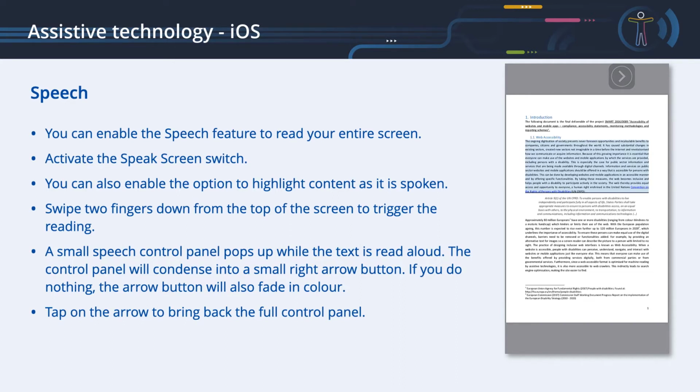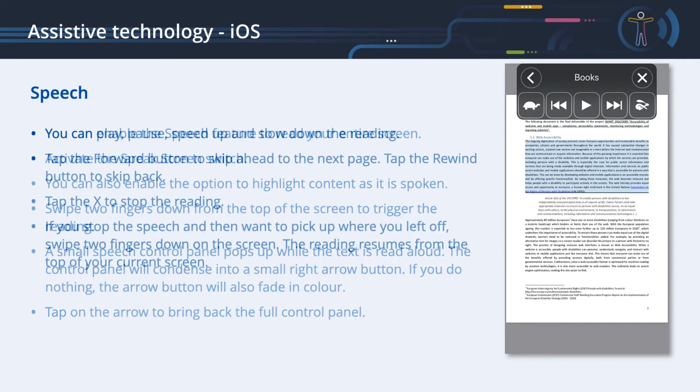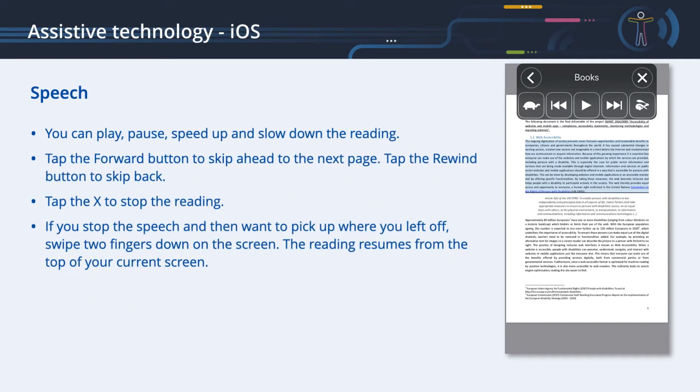Tap on the arrow to bring back the full control panel. Now you can control the reading. You can play, pause, speed up, and slow down the reading. Tap the forward button to skip ahead to the next page. Tap the rewind button to skip back.